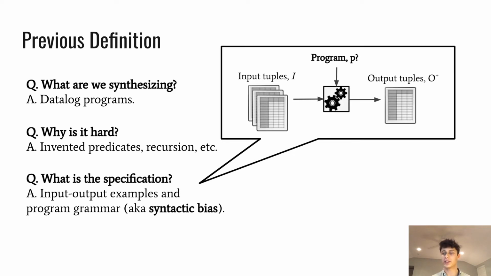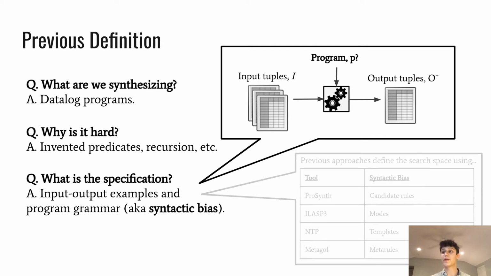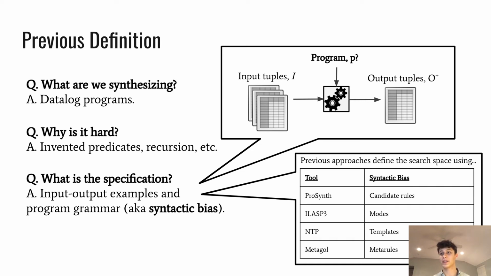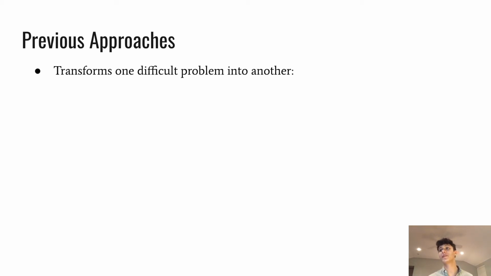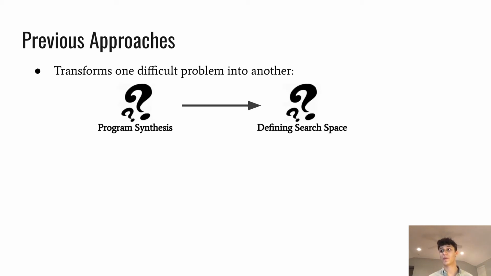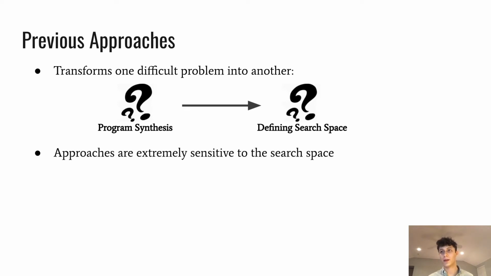So what's the specification? It seems on a surface level that it should just be input tuples and output tuples. But in the past, many approaches have also provided syntactic bias, or some sort of program grammar. These 4 commonly used tools all have different types of syntactic bias. So why is this a problem? The issue with these previous approaches that use syntactic bias is that they transform one difficult problem into another. The difficult problem of program synthesis into the difficult problem of defining the search space. And these approaches are extremely sensitive to the search space.